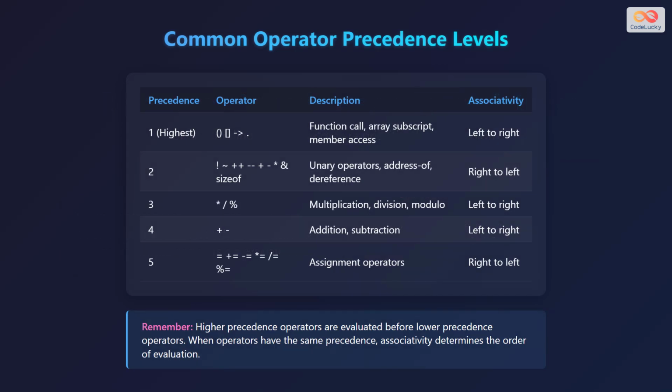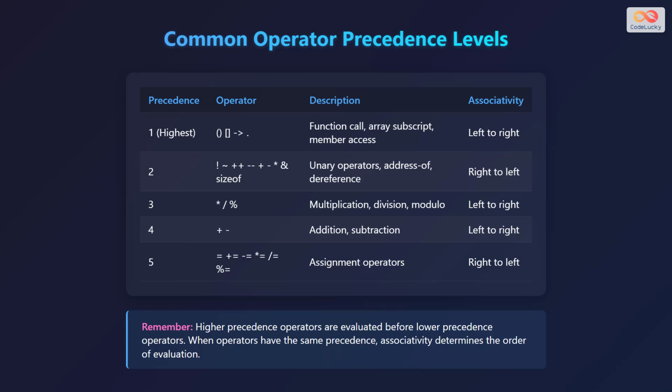Now, let's explore a table that highlights some common operator precedence levels in C. At the highest precedence level, denoted as 1, we have operators like function calls, array subscripts, and member access, such as the arrow and dot operators. These operators are evaluated from left to right. Moving down to level 2, we encounter unary operators such as not, bitwise not, increment, decrement, plus, minus, asterisk for dereference, ampersand for address of, and sizeof. These operators are evaluated from right to left.